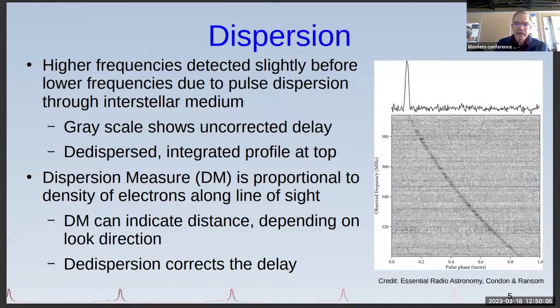Dispersion was talked about a couple of times yesterday. So yes, the higher frequencies are detected before the lower frequencies, and that chart shows the same thing we saw yesterday. You have to account for that, and then we integrate the pulses to get that nice looking pulse on the top of the chart there, and that's what we'll be showing. I did want to mention that dispersion measure is proportional to the density of electrons along the column between you and the pulsar, and that density can depend on which direction you're looking. If you're looking up out of the Milky Way, then it's going to be less than if you're looking down towards Sagittarius, towards the center of the Milky Way. You have a lot more electrons there.